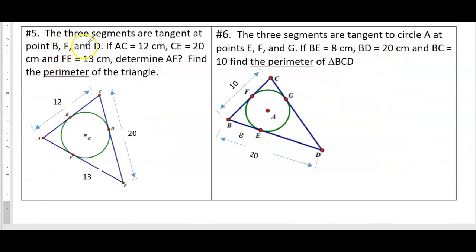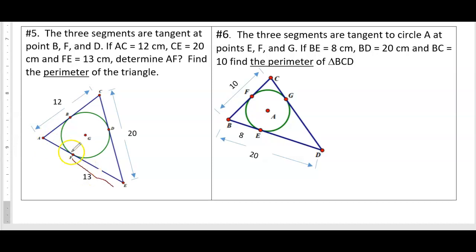Okay, number 5 says the 3 segments are tangent at point F, B, and D. If AC is 12 centimeters, CE is 20 centimeters, and FE, from F to E, is 13 centimeters. Determine AF. So we have to find AF, and we have to find the perimeter of the triangle.